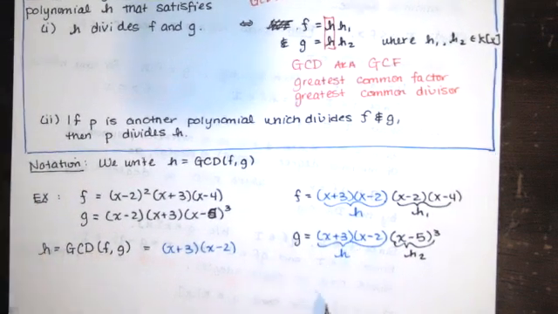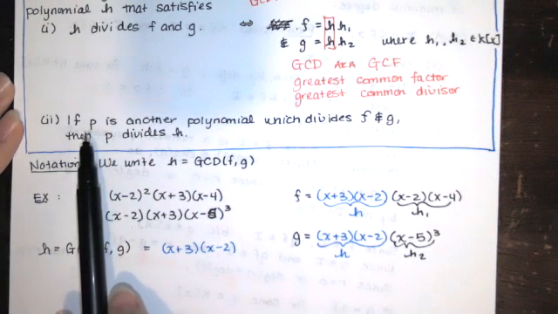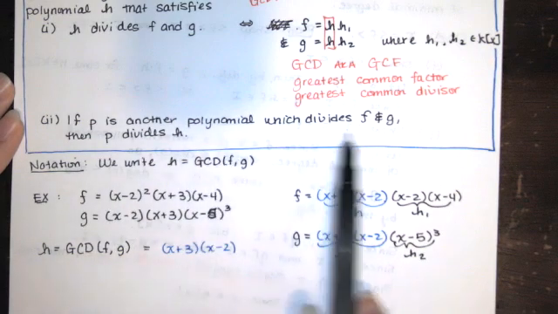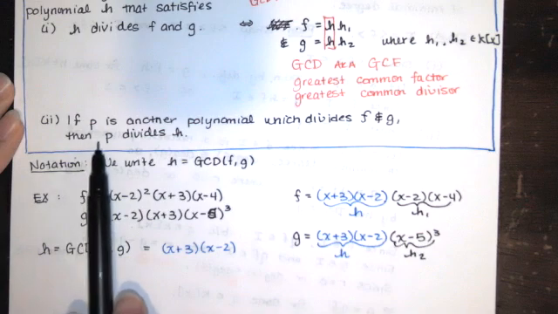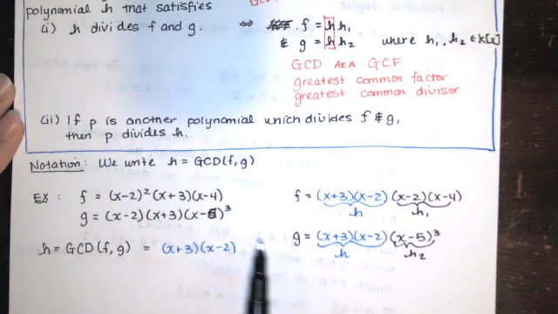So that is the GCD. Now the second criterion is that if P is another polynomial which divides both F and G, then P divides H. Well, yeah, I think that that's true.